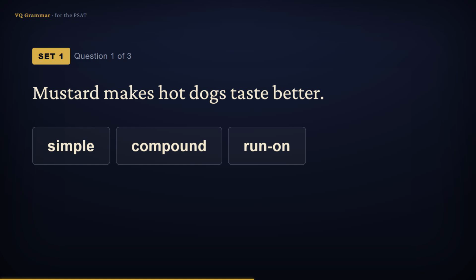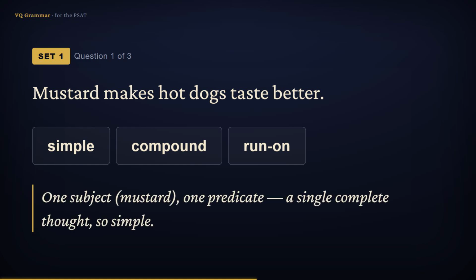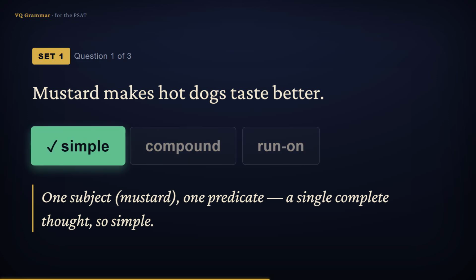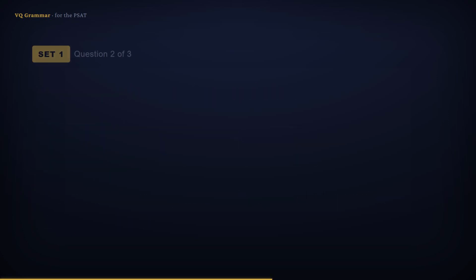Mustard makes hot dogs taste better. Count the complete thoughts. There's just one. Mustard makes hot dogs taste better. One subject, one predicate, one idea. So the answer is simple.